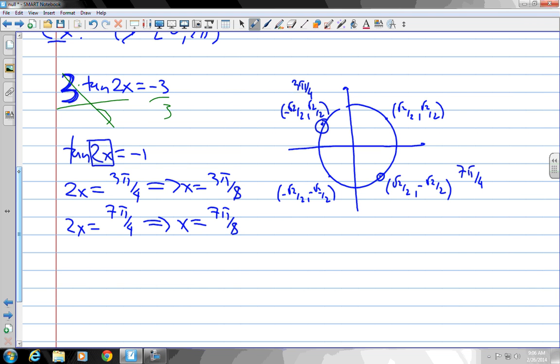Are you okay with how we got these two? We totally ignore all the junk on the inside. We just say everything on the inside has to equal 3 pi over 4, or everything on the inside has to equal 7 pi over 4. And then you solve for your variables, okay?